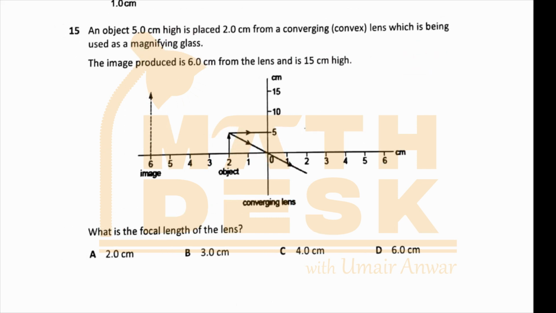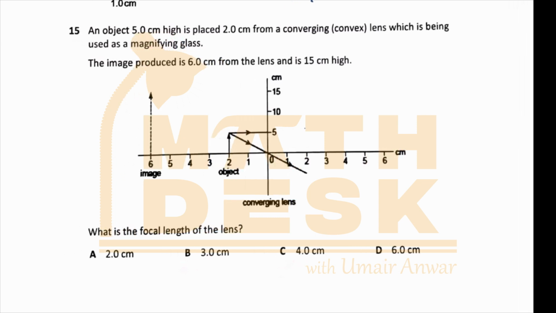So in this question, the focal length cannot be 2 because it would mean that the object is placed at the principal focus, which is not the case here, because when the lens is being used as a magnifying glass, the object has to be within the focal length. Now, there are 3 more options, B, C, and D.